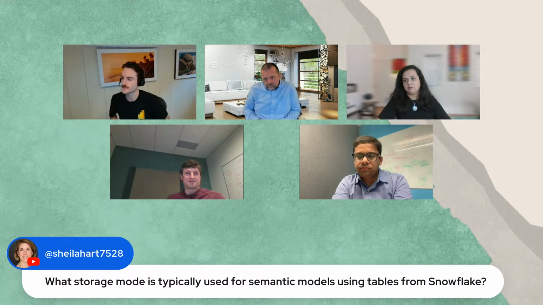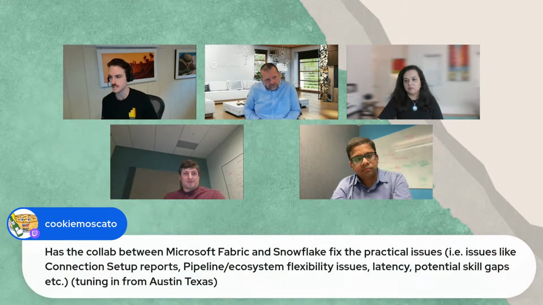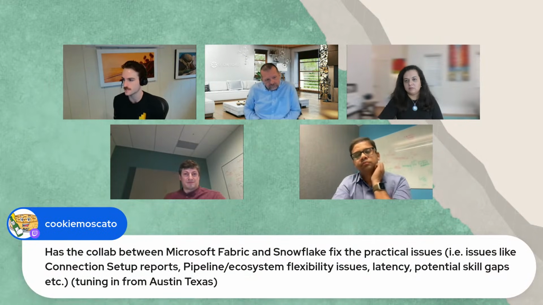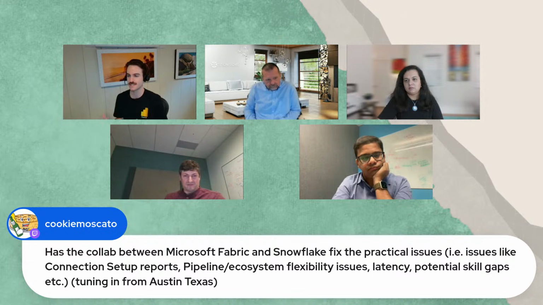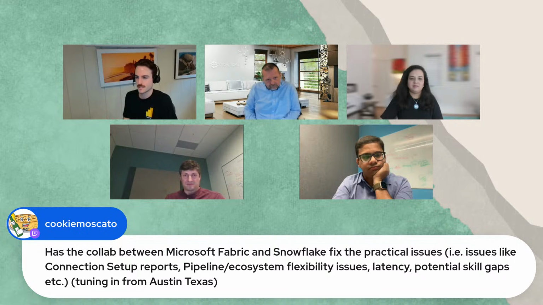All right, here's one from Cookie Moscato. Has the collab between Microsoft Fabric and Snowflake fixed any practical issues like connection setup, reports, pipeline ecosystem flexibility issues, latency, potential skill gaps, etc.? A lot to cover there. I think we hit on a lot of this already. Does anybody have anything? Is this sparking anything for anybody that they want to talk about here?